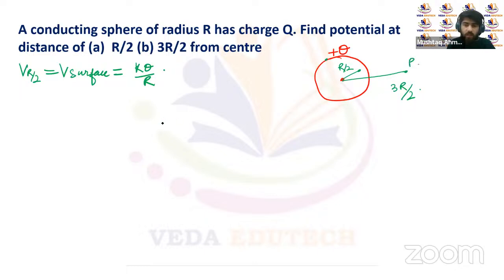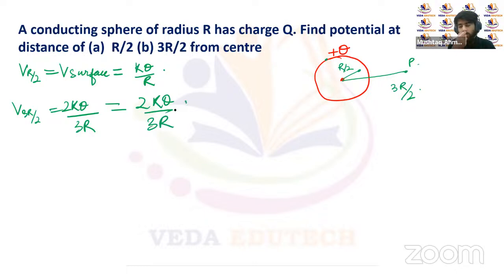Therefore, we can say at a distance of 3r by 2, the potential will be kq over r, where r is nothing but 3r over 2, right? So the net potential at this point P will be 2kq upon 3r. So this will be the net potential at this point P, right?